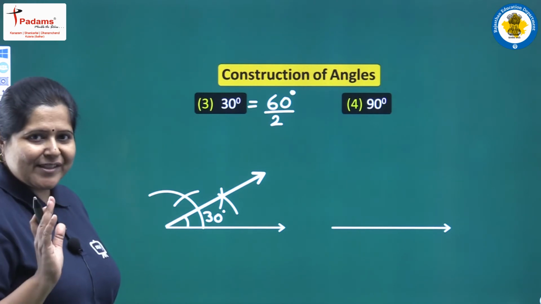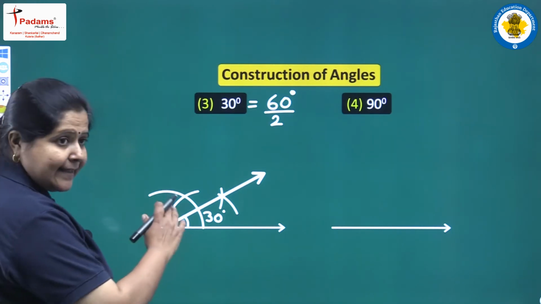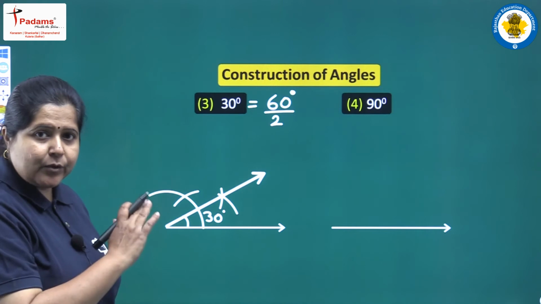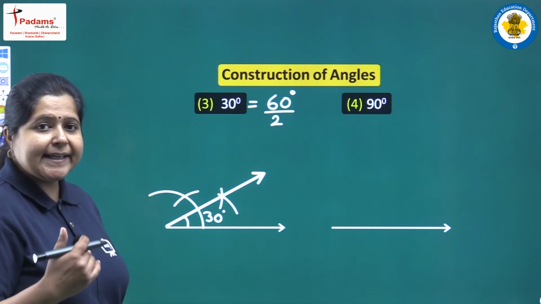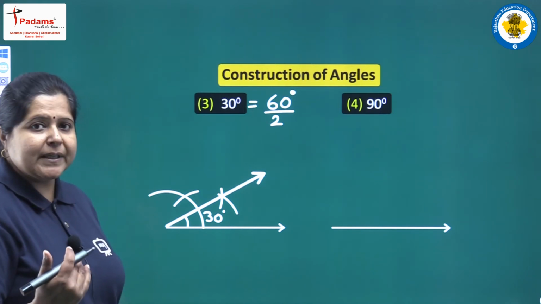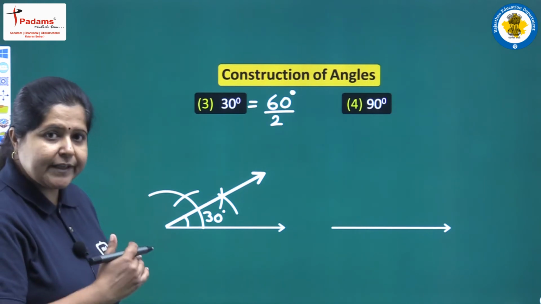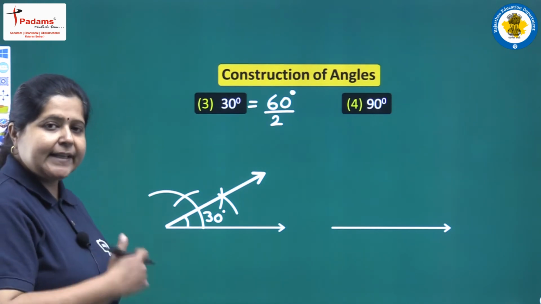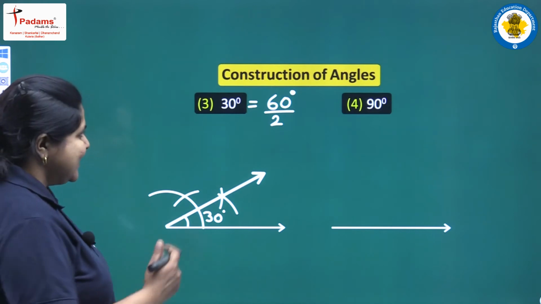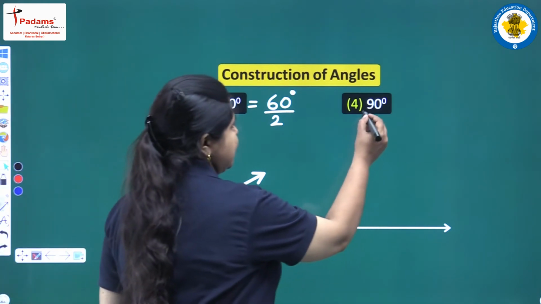And yes, interesting too. While making these angles, you can pause the video and make the angles side by side with me, together with me. As I am making, you can pause the video, try to make it yourself and then move on to the next angle. Then we have this angle measuring 90 degree.